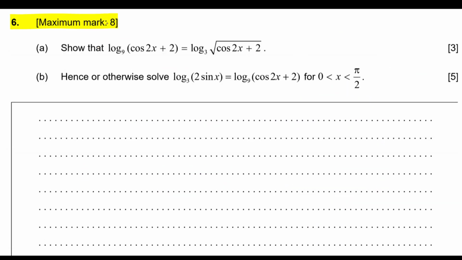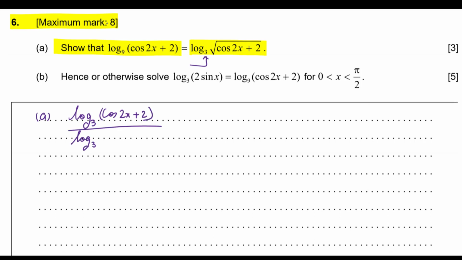Now question number 6, show that log base 9 of (cos 2x + 2) equals log base 3 of root (cos 2x + 2). So we can see we are going to change the base of the log. So first of all we are going to make the new base 3. So we will write the left hand side as log base 3 of (cos 2x + 2) over log base 3 of 9, because the formula is, if we write log a base b, we can write it as log a over log b including a new base c.